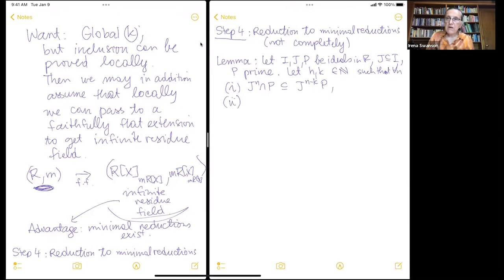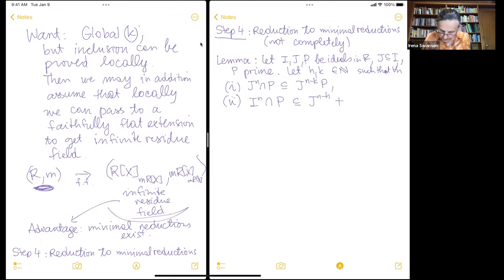we know uniform Artin-Rees for J, and now we need to know something about I. Suppose that I to the N intersected with P is contained in J to the N minus H plus P. Okay, so here maybe we're getting a hint that J is not quite a reduction of I, but maybe J is a reduction of I mod P. So if this part two is true for all large integers N, that means that mod P, well, no, it doesn't quite say that. At least mod P, something good is happening.